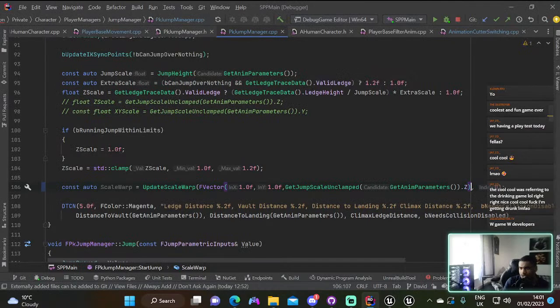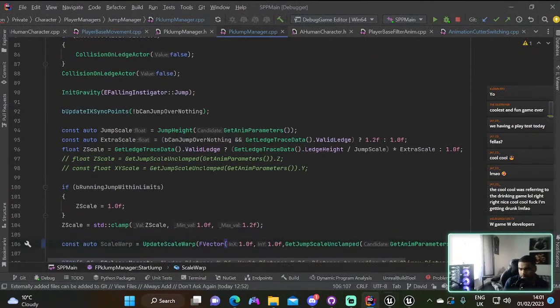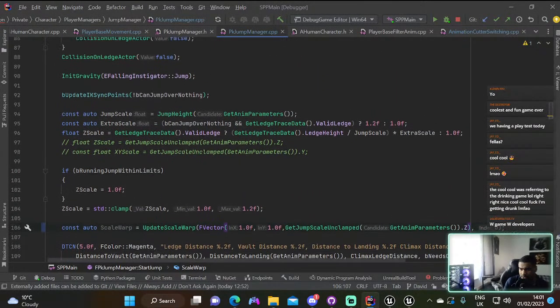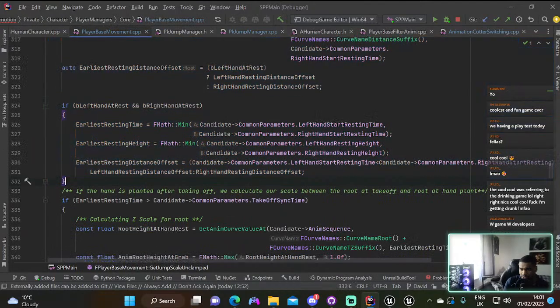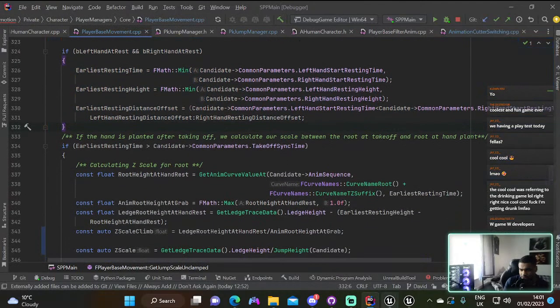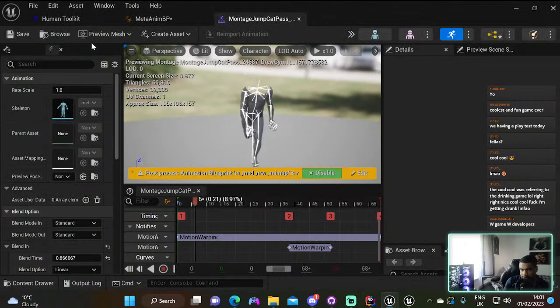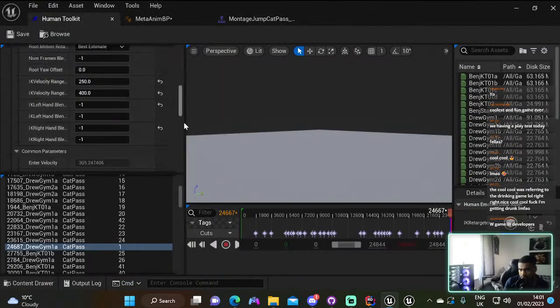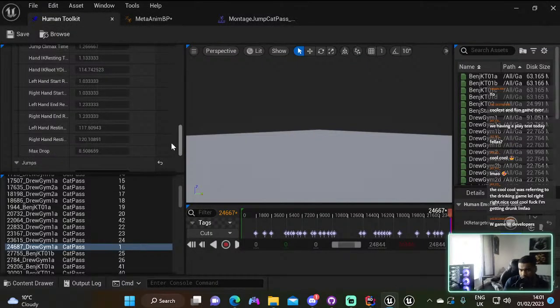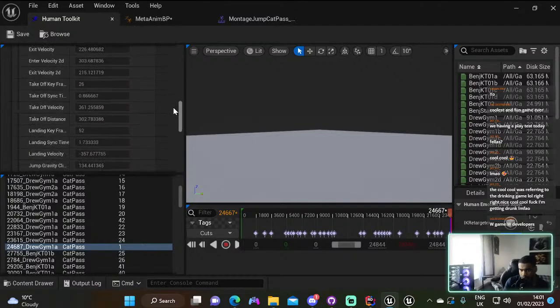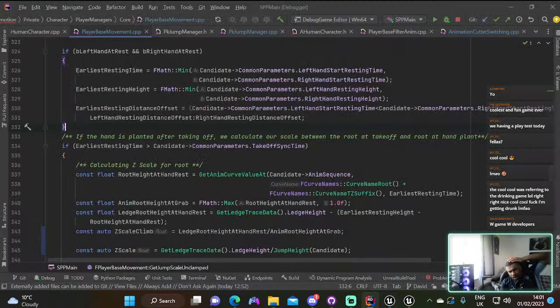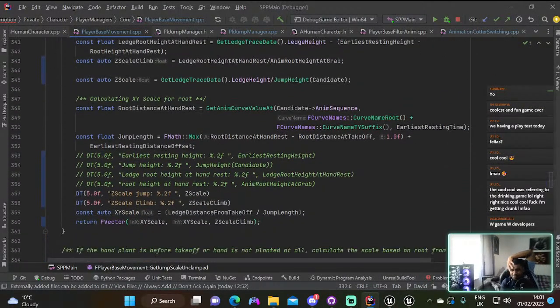But now a question: is the earliest resting time greater than the takeoff sync time? Let's see here. One. Yeah. Why is my code, what the hell is going on?